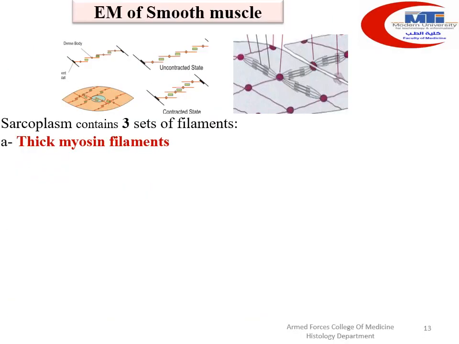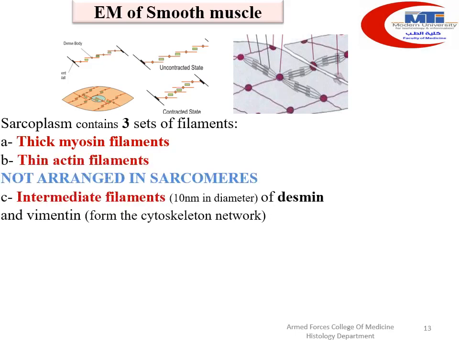What is the electron microscopic picture of the smooth muscle? What is the sarcoplasm? Sarcoplasm means the cytoplasm of the smooth muscle, formed of 3 types of filament: thick filament, thin filament, and intermediate filament. The thick and thin filaments have no arrangement in sarcomeres; they are haphazardly or irregularly arranged. So there is no sarcomere in the smooth muscle.